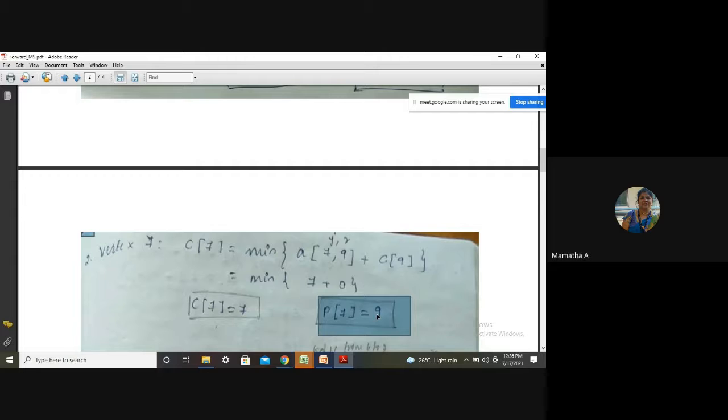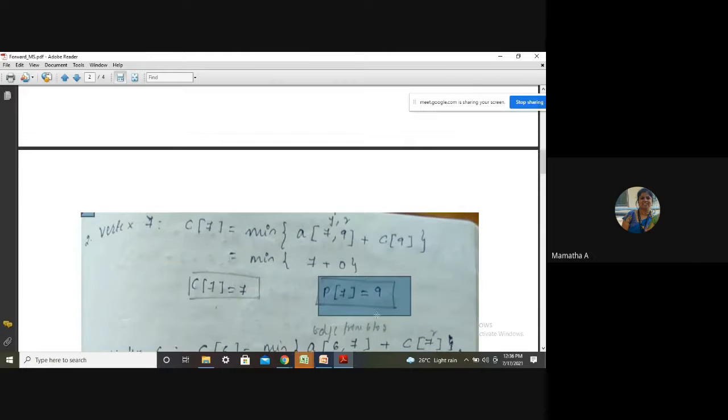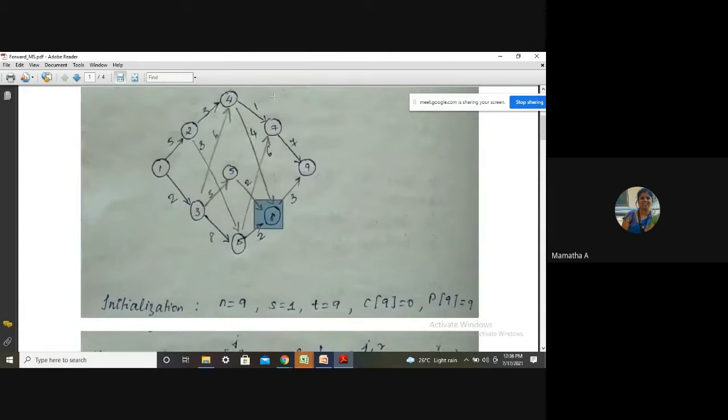Okay. Next I am done with 8. I am done with 7. So which vertex will I take next? I'm done with 8 and 7. Which vertex should I take next? 6, similarly, ma'am. 6. Observe 6. This is 6 for me.